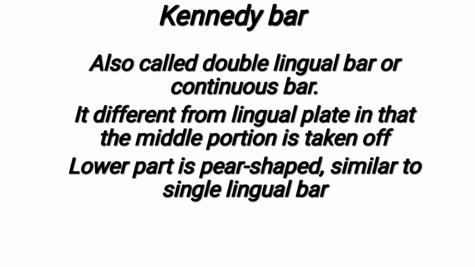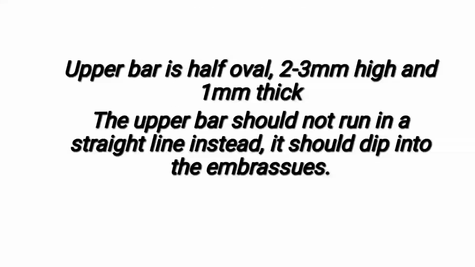Now, what is the Kennedy's bar? It is also known as double lingual bar or continuous bar. It is different from the lingual plate in that the middle portion is taken off. The lower part is pear shaped, similar to that of the single lingual bar. The upper bar is half oval, 2 to 3 mm high and 1 mm thick. The upper bar should not run in a straight line, instead it should dip into the embrasure. You can see here.